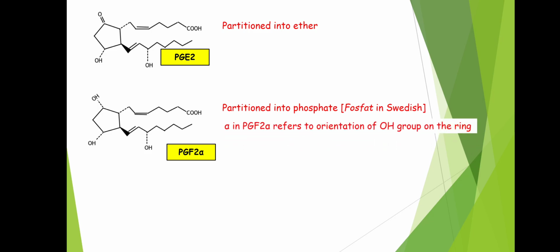Next, about PGE2 and PGF2 alpha, these both are primary prostaglandins and the names are based on the separation procedure. Like PGE, it is mainly partitioned in ether. So E for ether, that's why the name PGE2. 2 is for the 2 double bonds and E is given because it is partitioned in ether. Similarly, PGF2 alpha is partitioned in phosphate, but in Swedish the phosphate spelling is FOSFAT. So we give PGF2 and alpha. Alpha in PGF2 alpha refers to the orientation of the OH group on the ring.